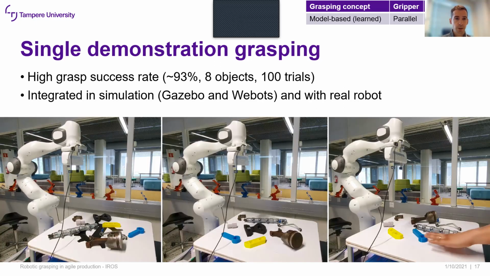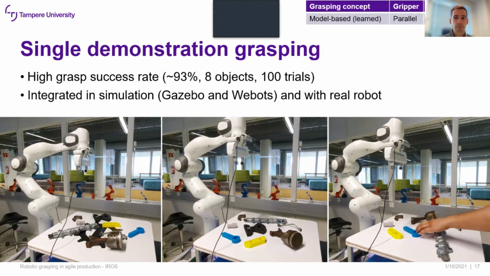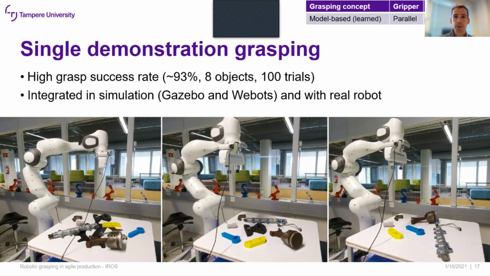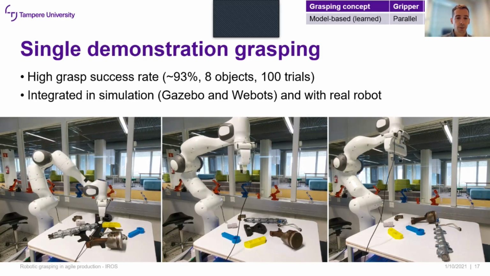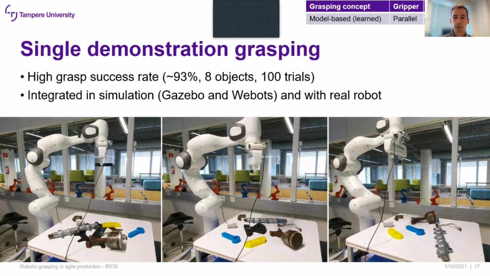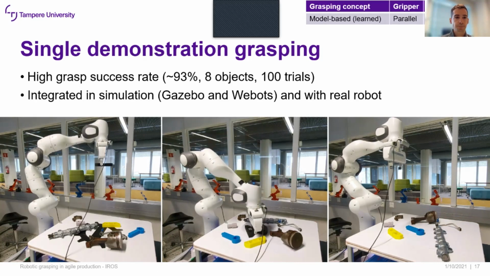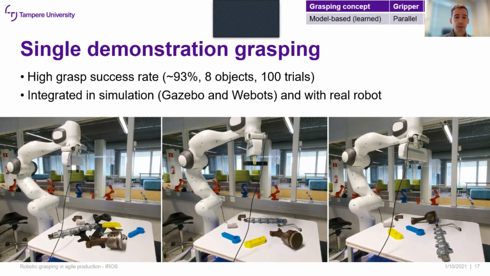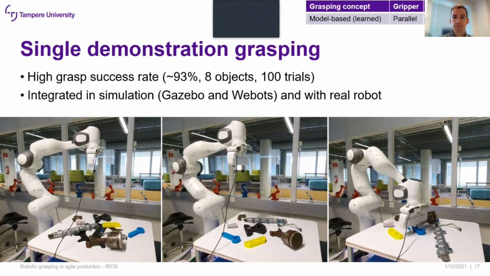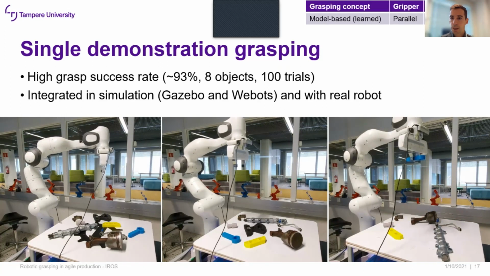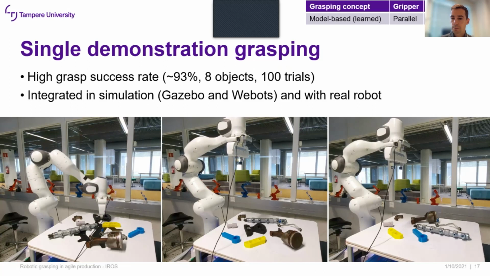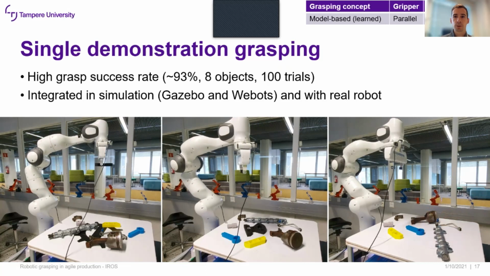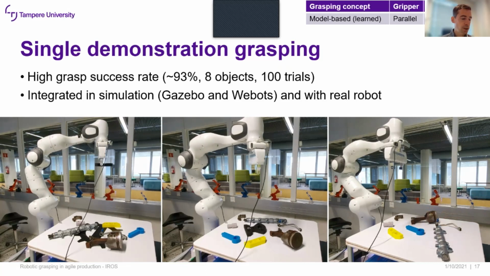Here are some results in the real world, so not in simulation. On a small object set, only 8 objects and 100 trials, we received quite an okay success rate. So grasping works well for both simple and complex objects. And in addition, we have integrated this in simulation as well. Again, the objects are both simple and complex, so of course more experimentation needs to be done to show that the method is robust.